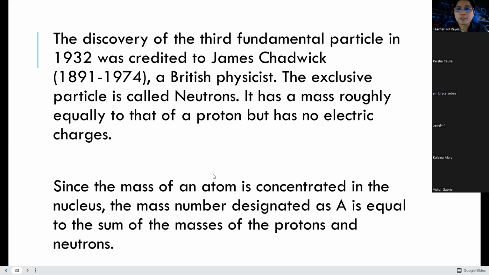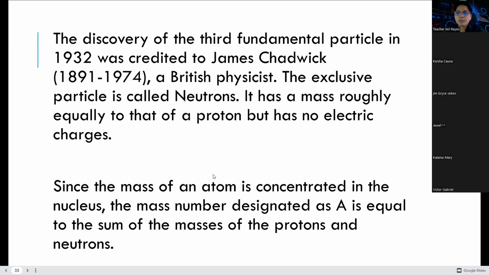The discovery of the third fundamental particle in 1932 was credited to James Chadwick, from 1891 to 1974. He was a British physicist. The particle is called the neutron, the neutral particle. It has a mass roughly equal to the proton but has no electric charge, since it is neutral. Since the mass of an atom is concentrated in the nucleus, the mass number, designated as A, is equal to the sum of the masses of protons and neutrons.